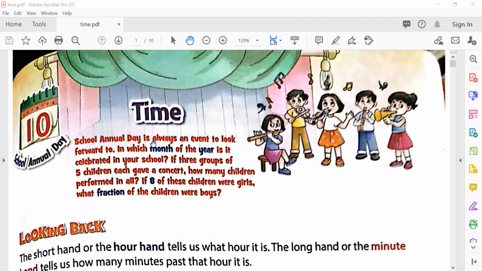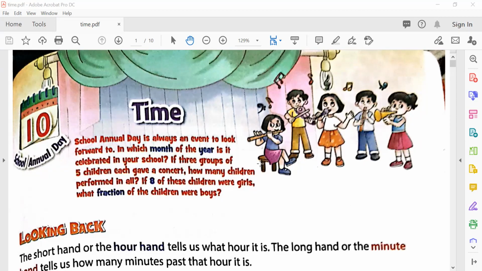So are you excited to learn about time? Tell me, are you excited to learn about time? Yes. So let's study.